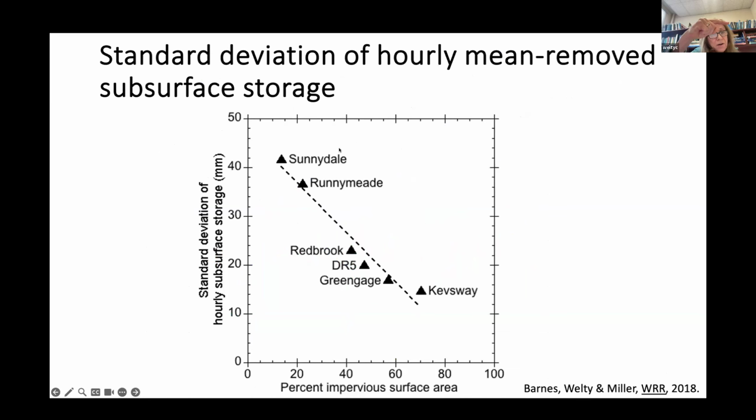So that would be the standard deviation of the graph I just showed you. And what this shows is that there seems to be some kind of relationship between the percent impervious surface area and the subsurface storage, with the standard deviation of subsurface storage being much greater in the rural watersheds. So you might think there might be implications for solute storage from this kind of behavior.